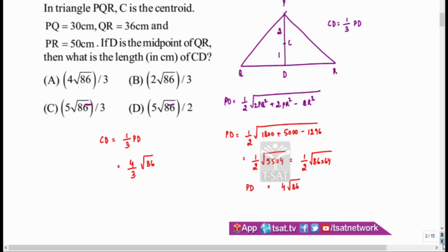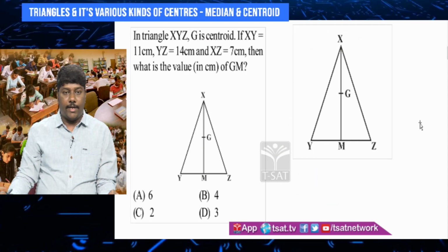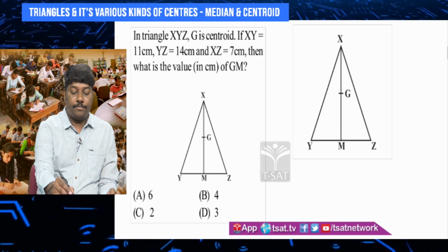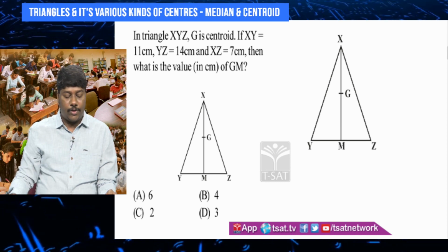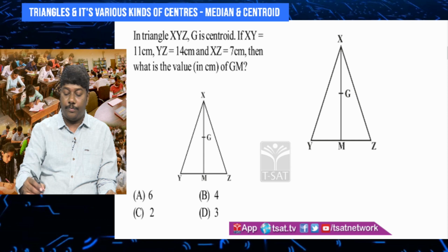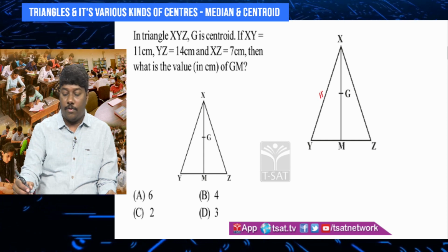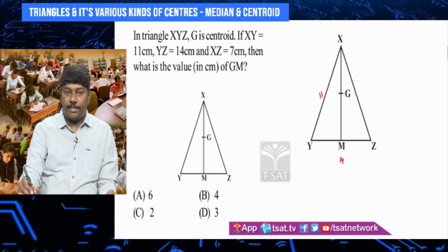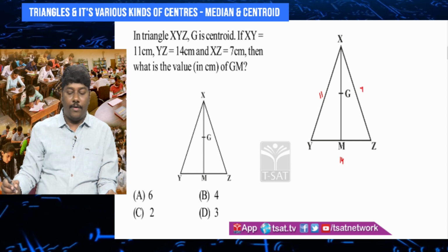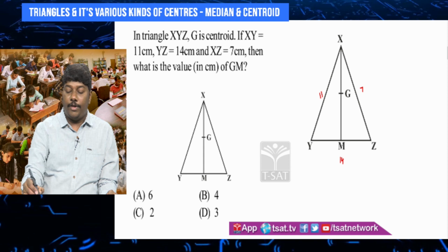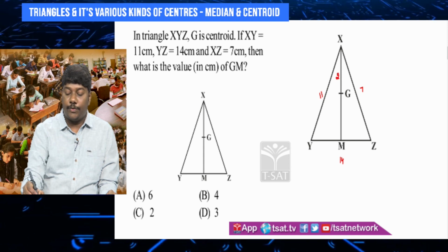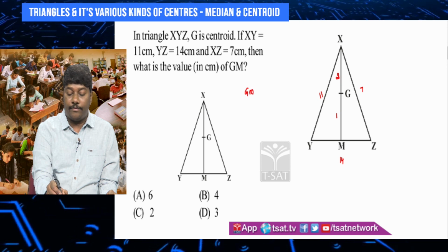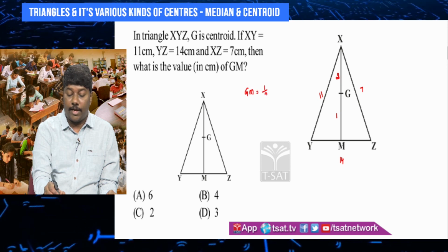Look at the next problem. In triangle XYZ, G is a centroid. It is similar to the previous one. XY is equal to 11, YZ is equal to 14, ZX is equal to 7. All you have to find out is GM. We know centroid divides the median in the ratio 2:1. Therefore, GM is equal to 1/3 of XM.